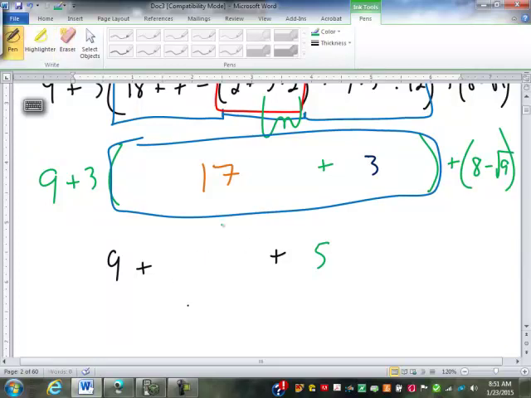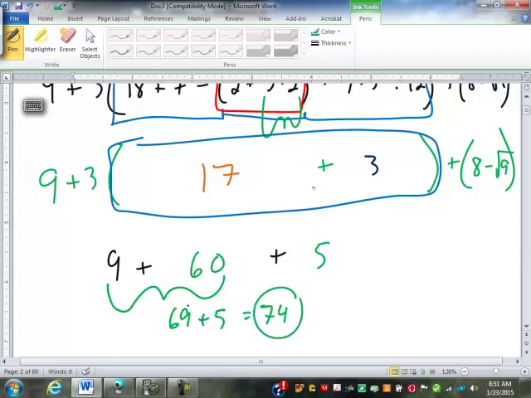3 times 20 makes 60. Now it's just addition. 9 plus 60 is 69, plus 5 is 74. Not so bad? Okay, next.